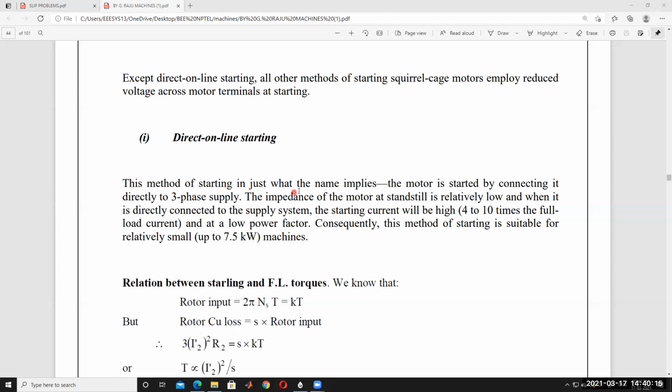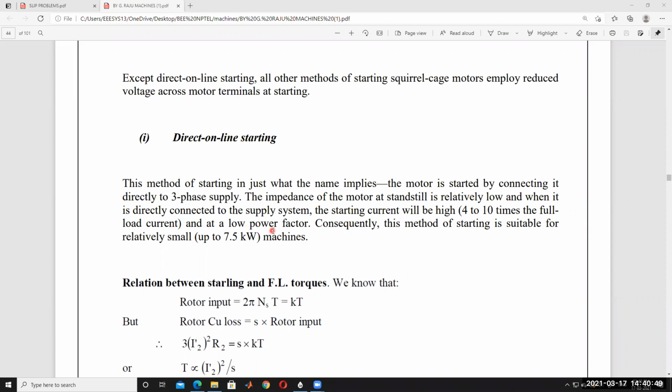The impedance of the motor at standstill is relatively low. As already explained, at standstill slip is equal to 1 and the load resistance RL is equal to 0, that is, short circuited. So the impedance offered by the motor is very low, and when it is directly connected to the supply, the starting current will be high, in the range of 4 to 10 times the full load current, with low power factor.